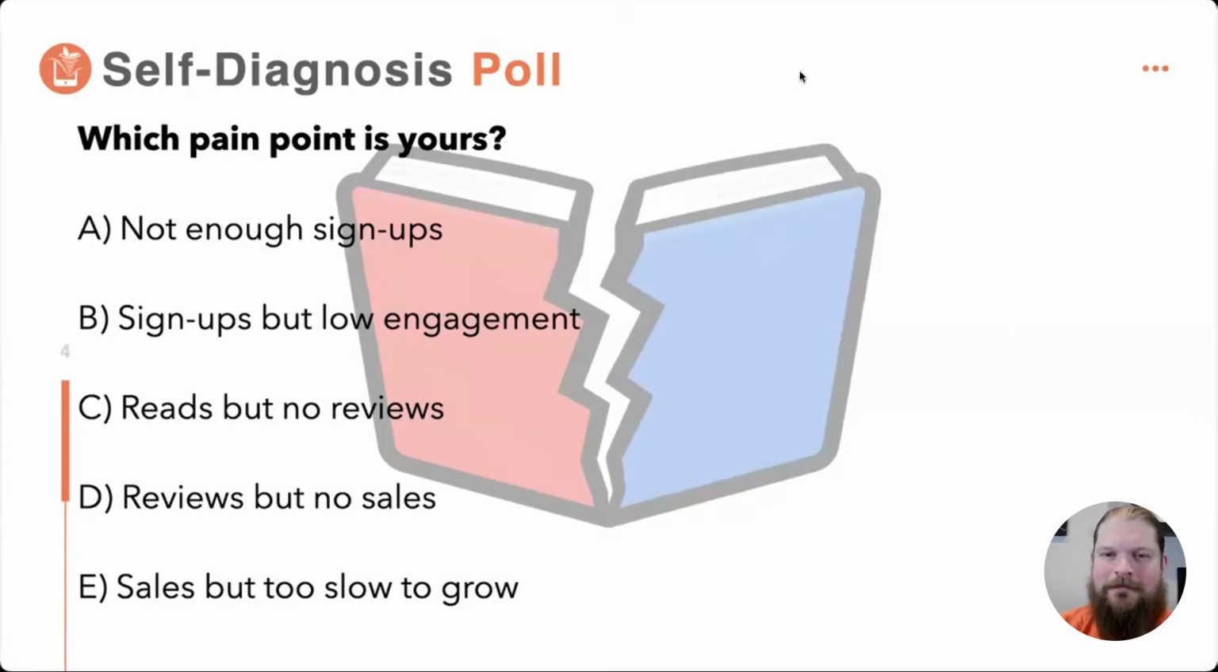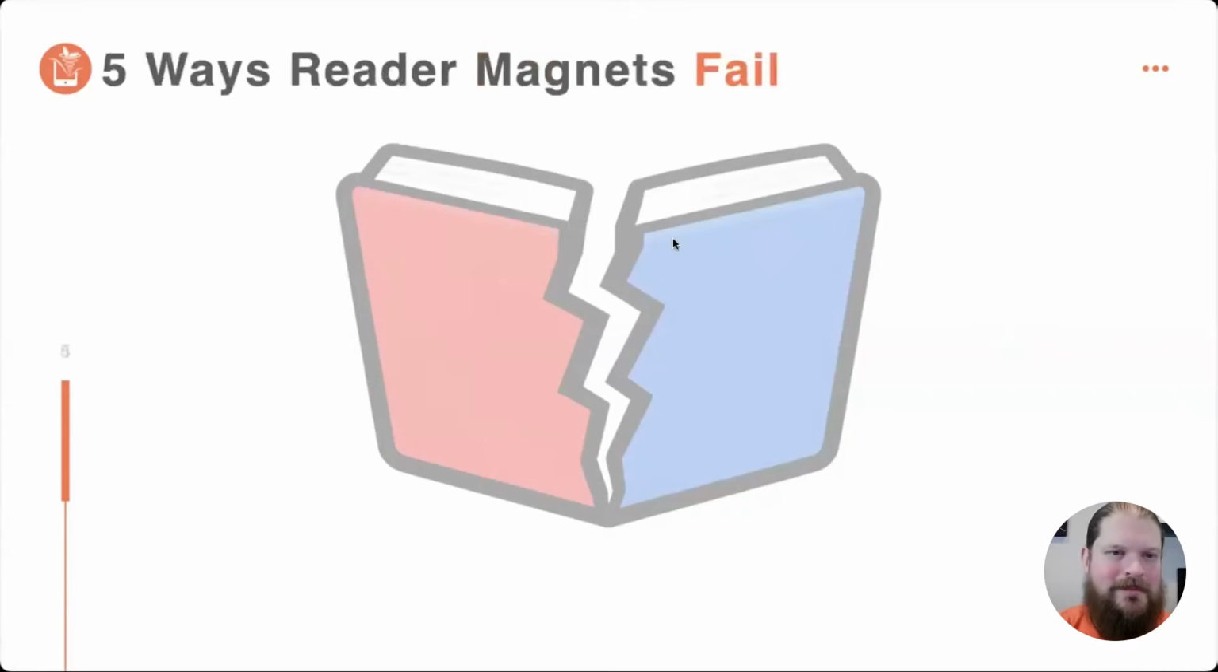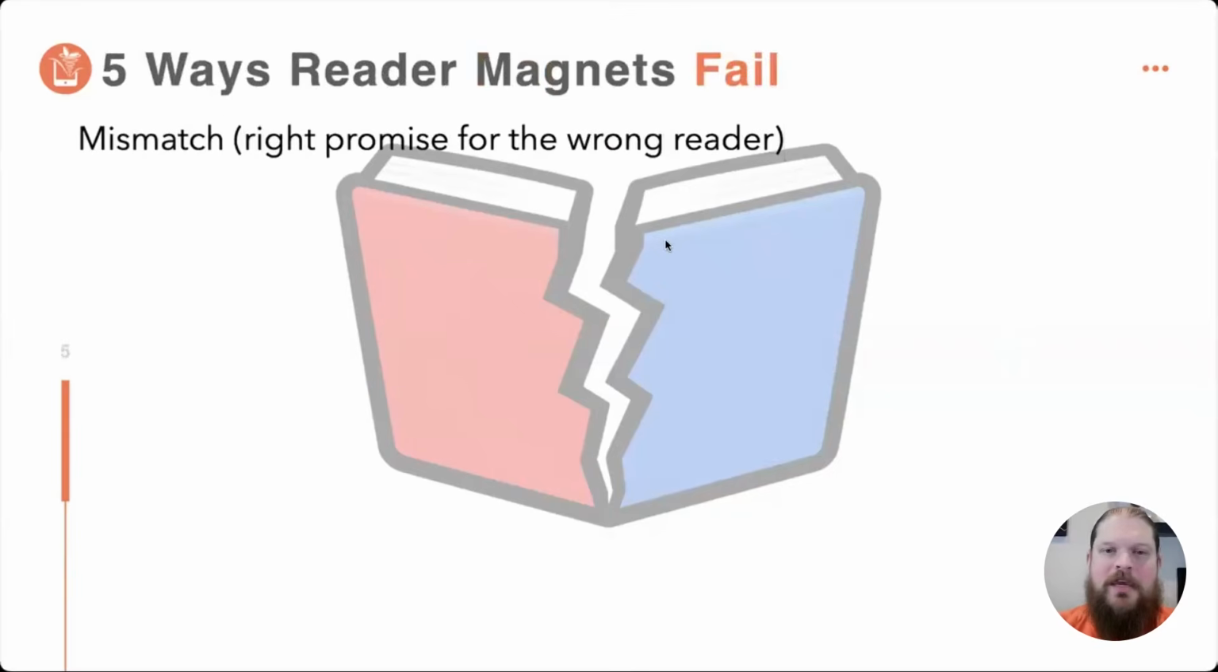Excellent. All right, so let's continue here. So the 5 ways that reader magnets will fail. Let's go into these. First, it can be a mismatch. You have maybe the right promise, but for the wrong reader. This is often an issue of audience.